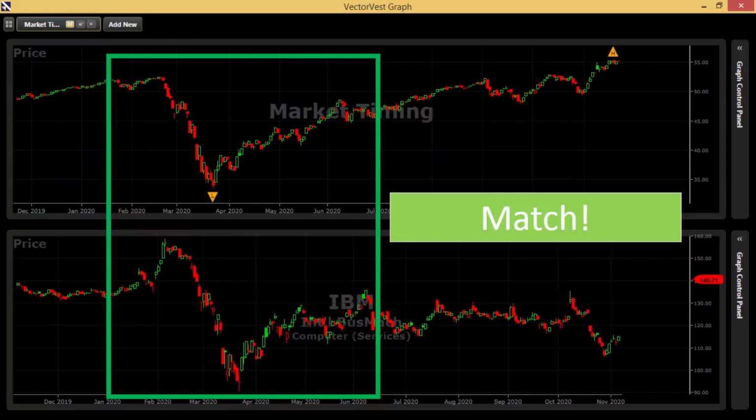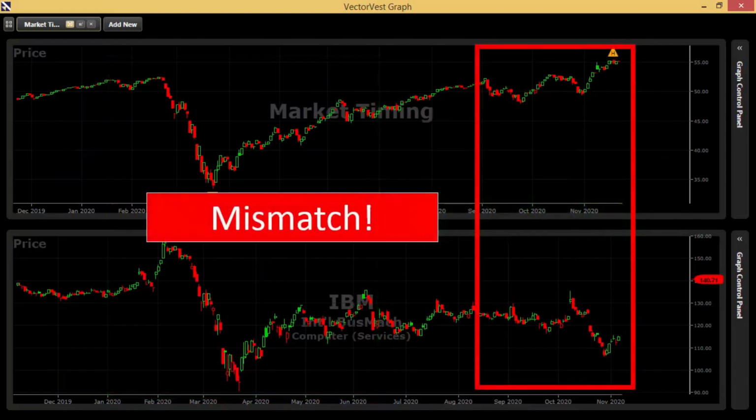Now, at the end of that series, we get a mismatch. The overall market is now in an uptrend, but IBM is starting to trade sideways and down. This is now a mismatch. We only look for stocks that are following the overall direction of the market. So remember, key principle number 1, start by matching the trend.